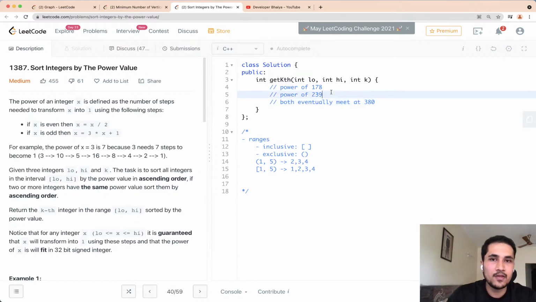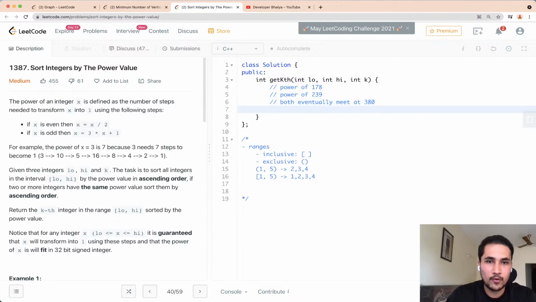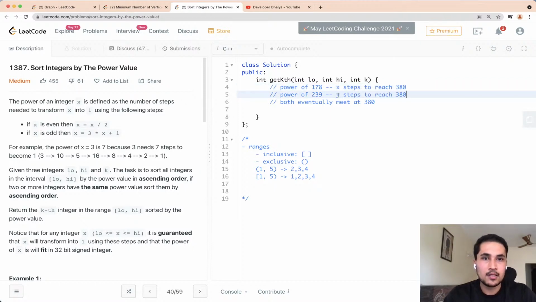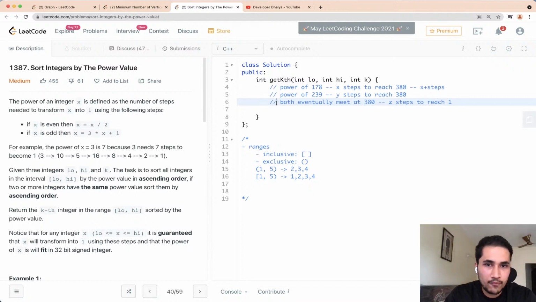So now what I'm saying is if we use memoization, for each number I would store how many steps it needs to get to 1. Then if 178 took, let's say, X steps to reach 380, and 239 took Y steps to reach 380, and 380 takes, let's say, Z steps to reach 1, then when I'm computing for 178, I can stop at 380 and find the power of 178 by the formula x plus z.